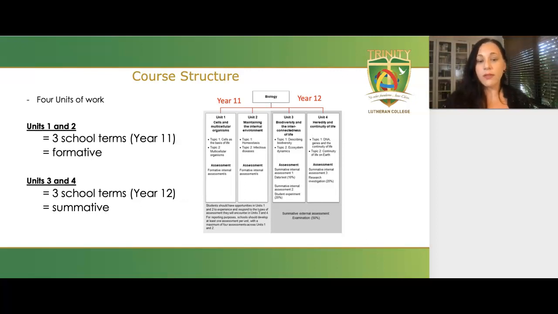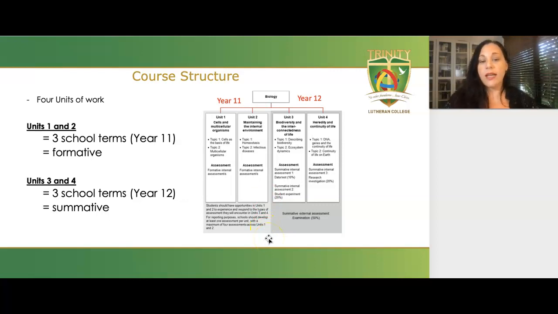It then goes on to topic 2, which is all about infectious diseases and how they are transmitted through the population. Units 1 and 2 at Trinity will go from term 1 to term 3. At the end of term 3, you'll have your final assessment for Year 11 biology, and term 4 is the start of Year 12. We will begin Unit 3, biodiversity and the interconnectedness of life, in Year 11, term 4.